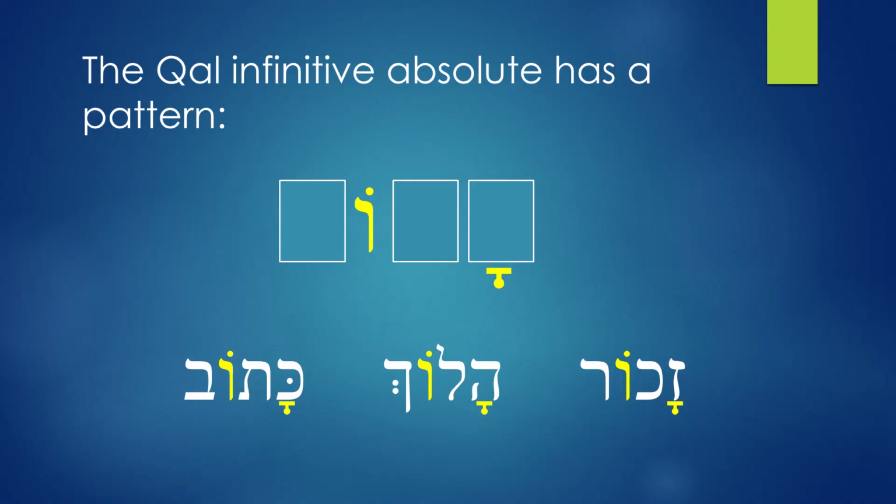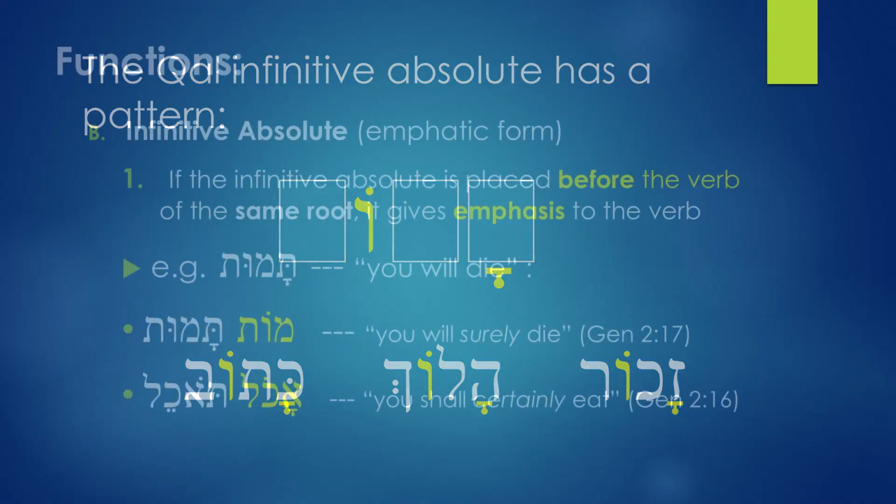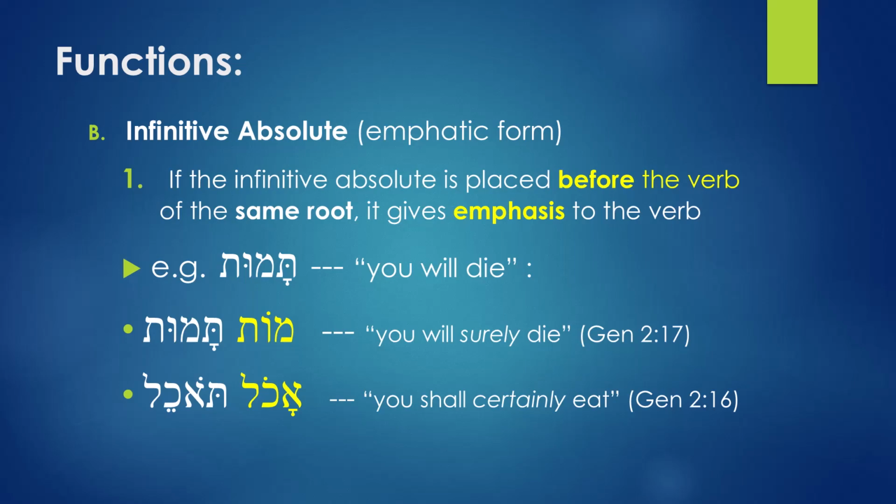Another example is infinitive, katov, katov, which means to write. So the pattern of the infinitive absolute is qamets and holem waw. Qamets under first consonant and holem waw between the second and third consonant. That's how the infinitive absolute is built. Let's look at the function of infinitive absolute. Now, infinitive absolute has three functions, depending on where it's placed. Sometimes it stands before the verb, sometimes it stands after the verb. And the function is based on the position of the infinitive absolute.